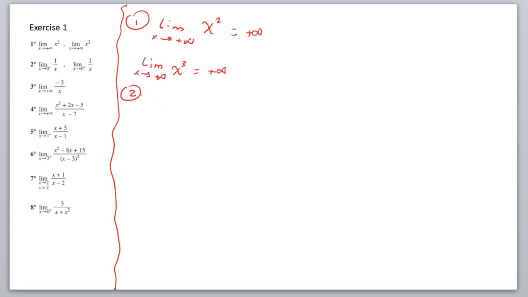In number 2, we have the limit of 1 over x as x tends to 0 minus. This will be 1 over 0 minus. 1 over 0 is infinity, so 1 over 0 minus is minus infinity. Limit as x tends to 0 plus of 1 over x is equal to 1 over 0 plus, and it's equal to plus infinity.